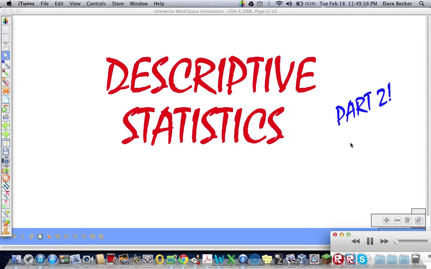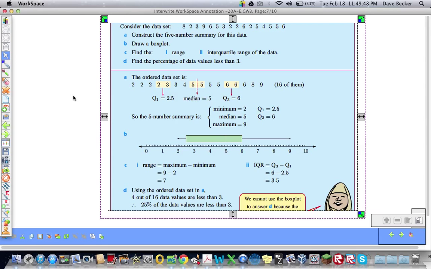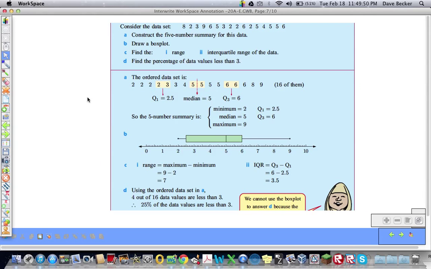Descriptive Statistics Part 2. Okay, so last time we had our 5-number summary of the data set, and that becomes important because we have to be able to construct what is called a box plot with a 5-number summary. What a box plot allows us to do is get a visual picture of a set of data.